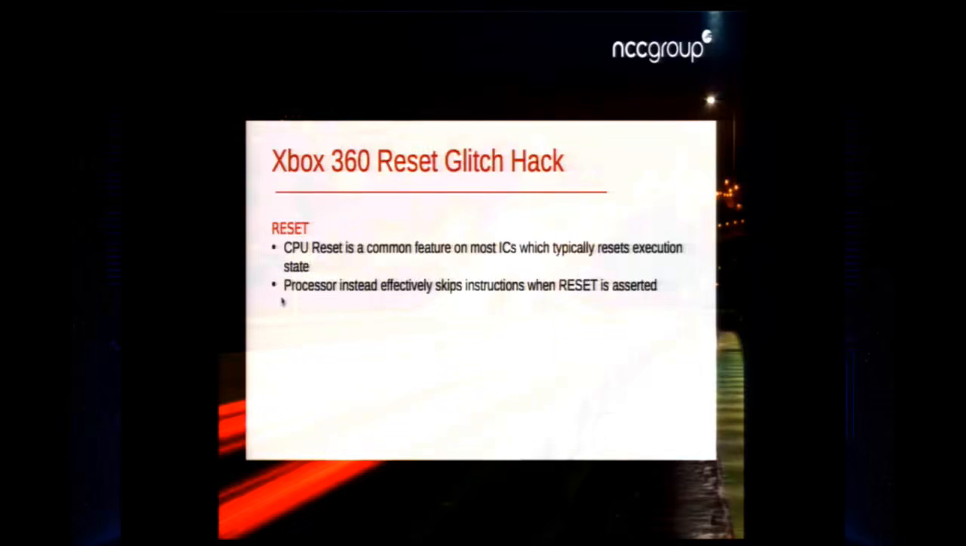Now, the reset is really at the core of the attack. What happens here is when you assert the reset pin on the CPU, instead of flushing out all the volatile information within the device, it has similar behavior. Effectively, it skips instructions that are being executed on the Xbox.